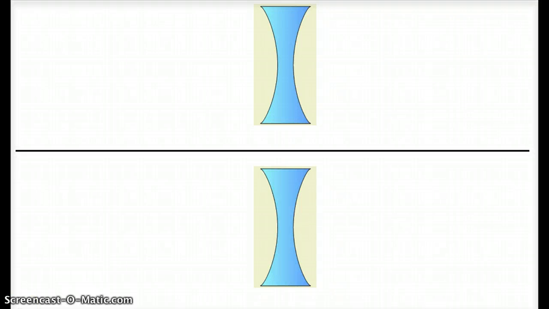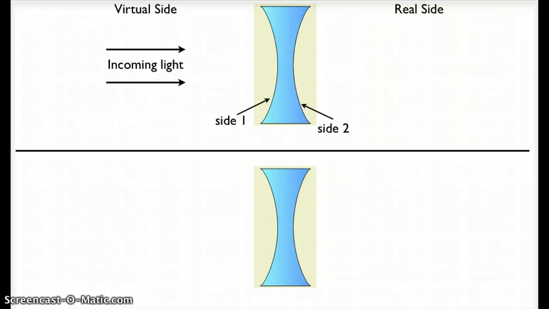So here we have two diverging lenses. They are thin in the middle, fatter on the ends. And the first thing that we need to do is choose a direction of incoming light. So let's have our incoming light coming in from the left. That is going to define the left side of our diagram to be the virtual side and the right side to be the real side. Virtual is always the side that light comes in from.